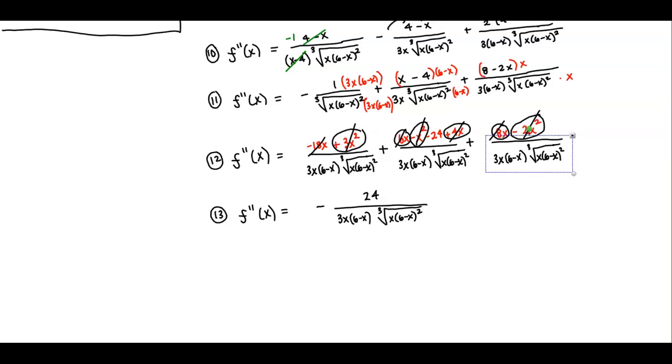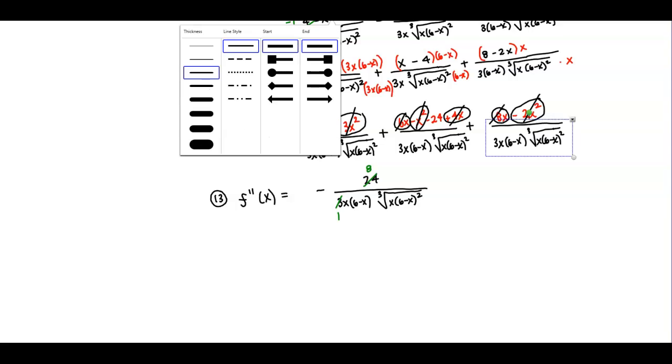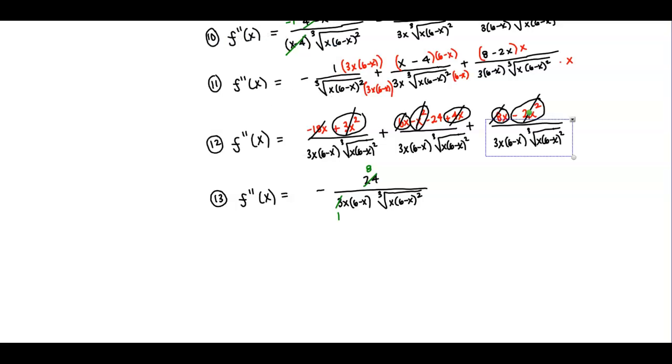So can we simplify even further? Yes, we can. We know that 3 goes into 24 8 times. So let's go ahead and do that. We have f double prime of x. We have negative 8 in the numerator, and so we have an x in the denominator. We have 6 minus x.